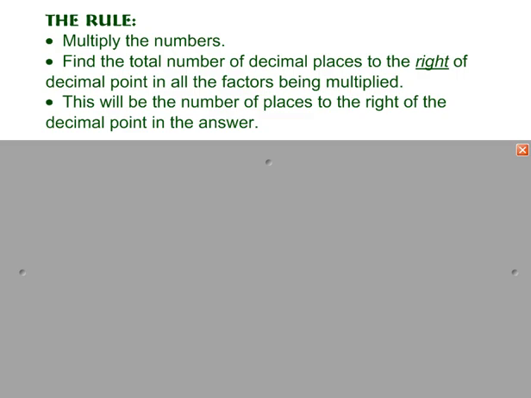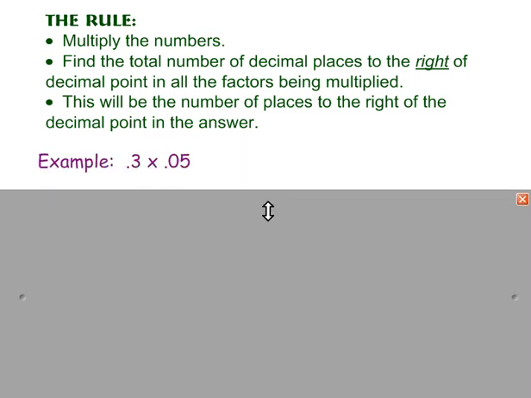The rule when multiplying decimals is to first of all just multiply the numbers, ignoring the decimal point temporarily. Then find the total number of decimal places to the right of the decimal point in all the factors being multiplied. This will be the number of decimal places to the right of the decimal point in the answer. Let's take a look at an example.